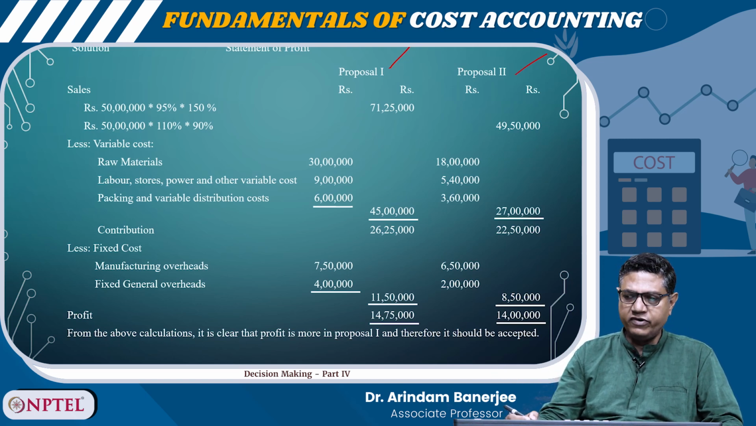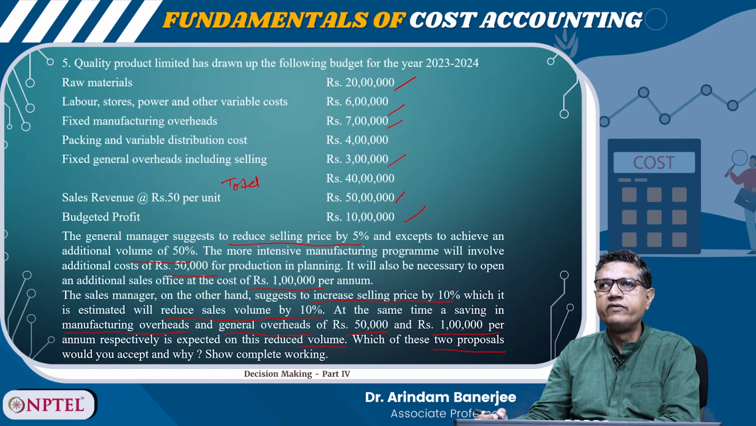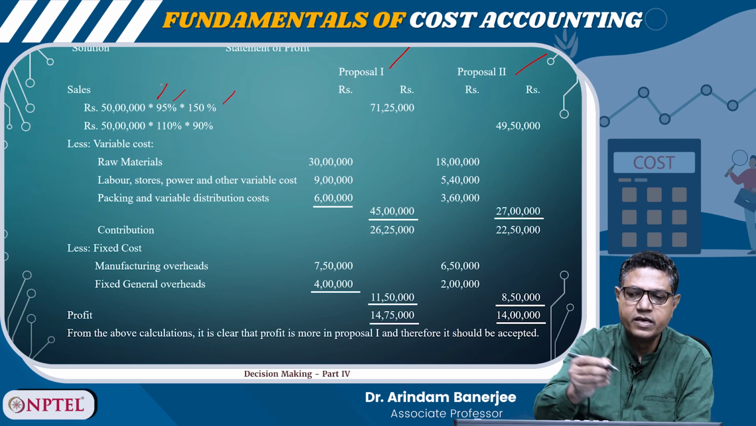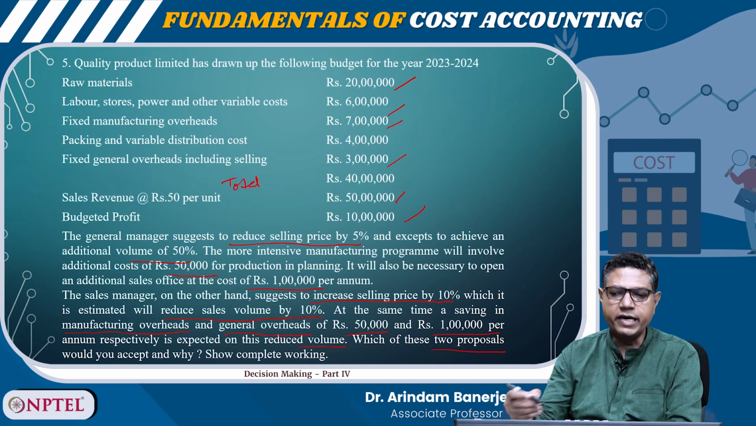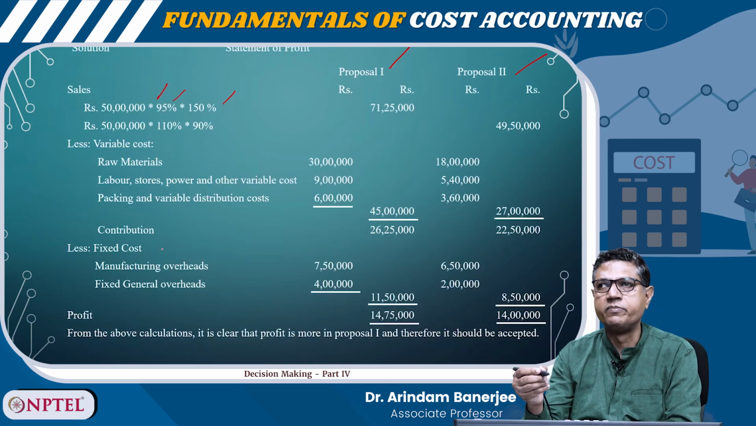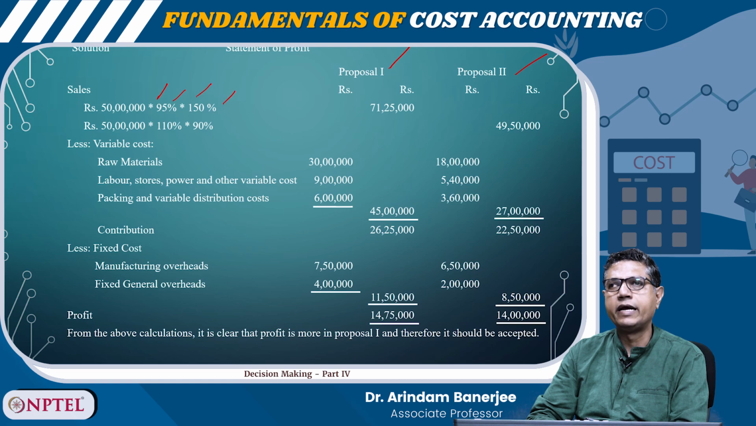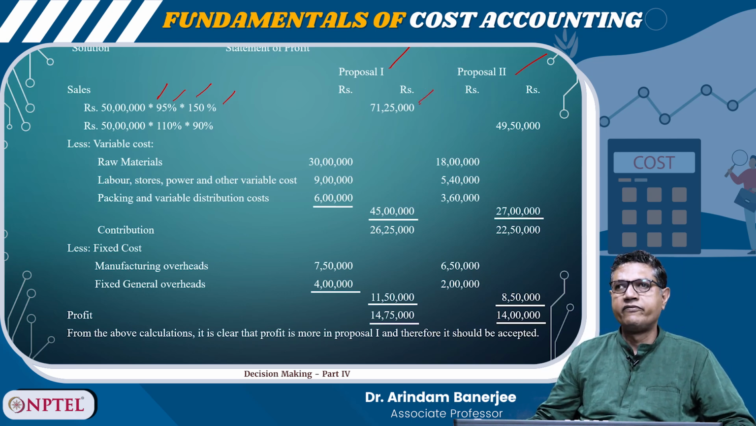So, sales for the first proposal is 50 lakh into 95% into 150%. 95% because it is given in the first proposal that the selling price is reducing by 5%, and because of the reduction in the selling price the volume will increase by 50%, so it will now be 150%. If we calculate 50 lakh into 95% into 150%, it comes to 71 lakh 25,000. This is for the first proposal.